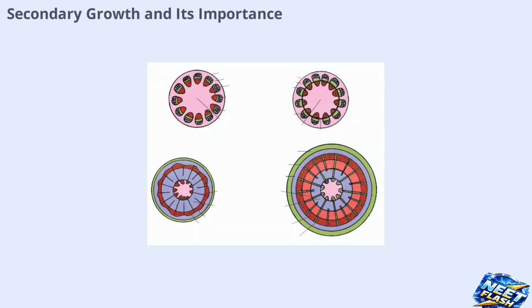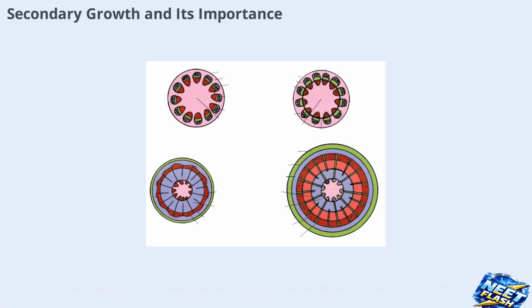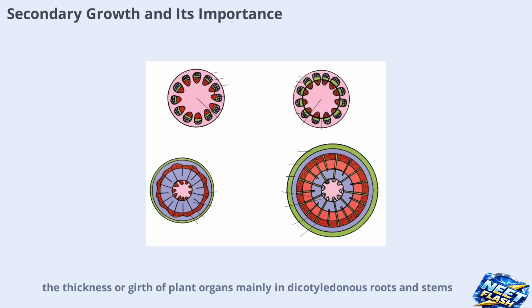Secondary growth is a process that increases the thickness or girth of plant organs, mainly in dicotyledonous roots and stems. This growth is driven by lateral meristems, specifically the vascular cambium and cork cambium. The vascular cambium forms a ring and produces secondary xylem, wood, and secondary phloem, leading to the formation of annual rings that can be used to estimate a tree's age.